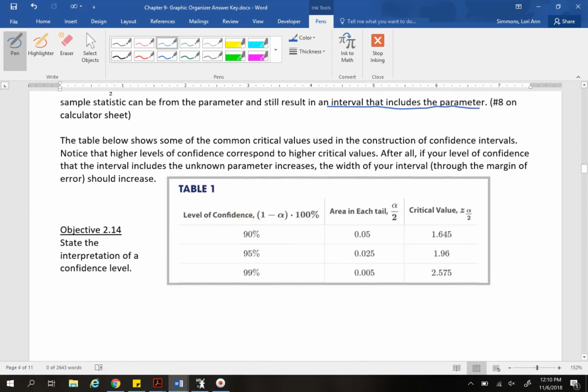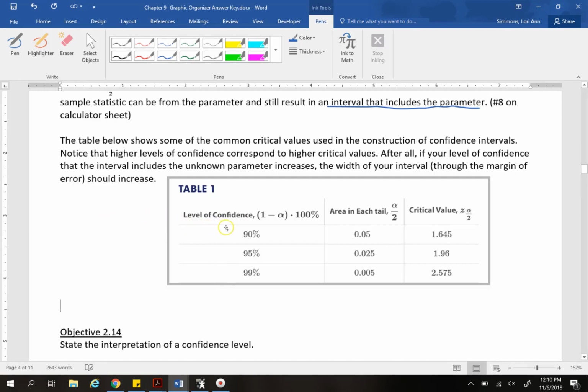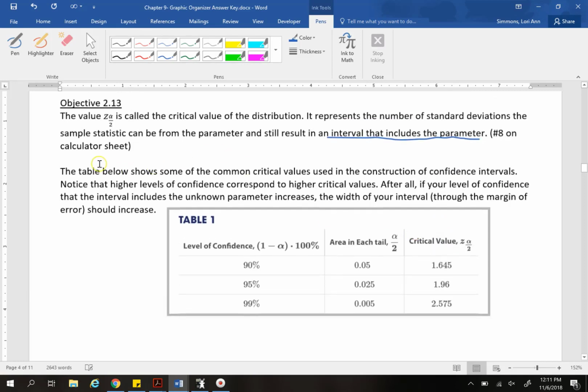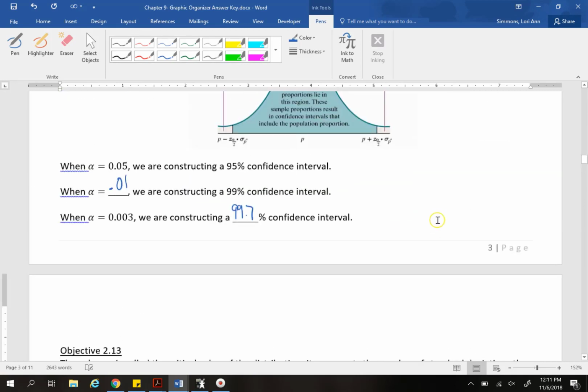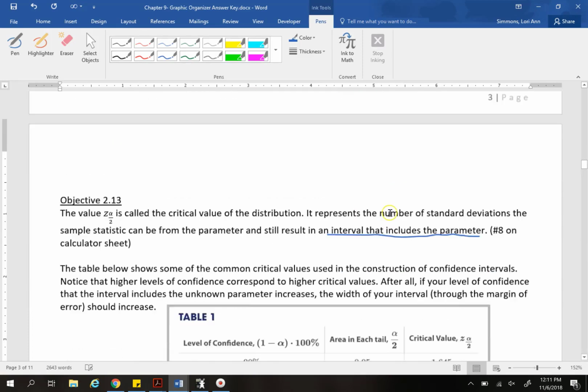So the table below shows some of the common critical values used in the construction of confidence intervals. Notice that higher levels of confidence correspond to higher critical values. After all, if your level of confidence that the interval includes the unknown parameter increases, the width of your interval, through the margin of error, should increase. So this last table is basically saying as your critical value increases, so does your interval, right? Because the wider this number is, the farther out it goes on both sides.